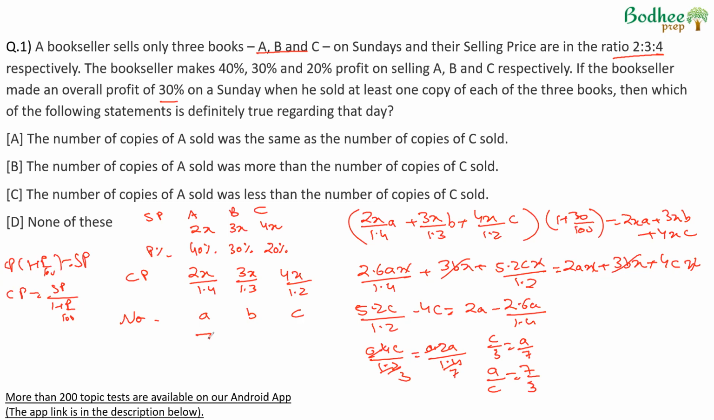The number of books bought of A and C are in the ratio 7:3. The number of copies of A sold was more than the number of copies of C sold for sure. Option B becomes the answer.